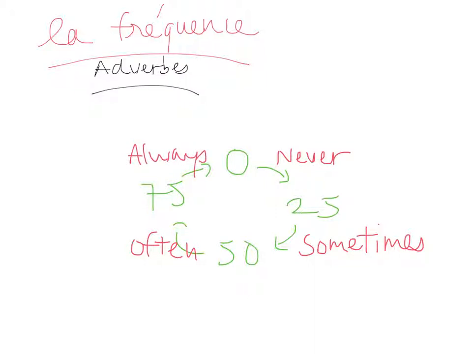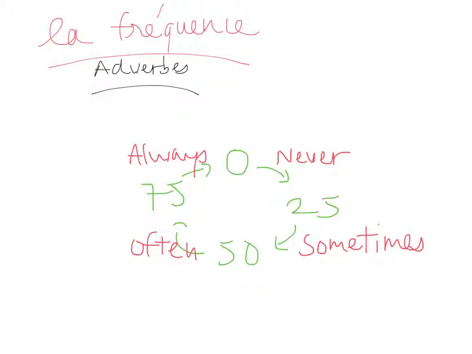So you see these words? These words, never, sometimes, often, always, are adverbs. They are the English adverbs. We will use them with verbs. Like I always eat, I never sleep, I sometimes watch TV, I often go to the park, right? Let me give you the French equivalents.